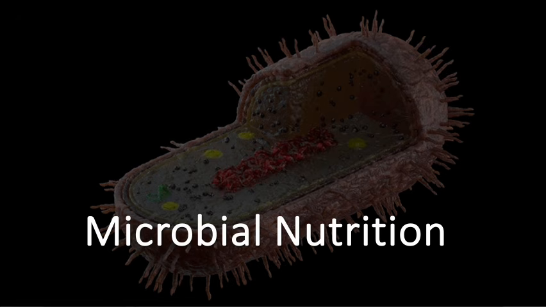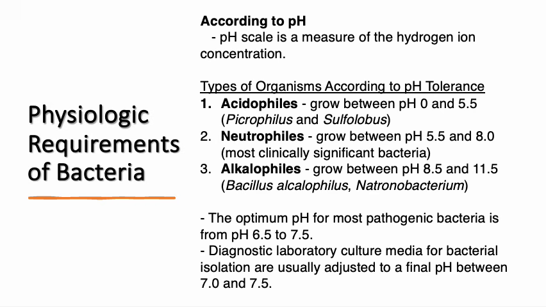Now, elements such as oxygen, carbon, hydrogen, nitrogen, as well as sulfur are some of the needed substances in energy production and biosynthesis. Moreover, temperature, pH, and moisture are also necessary to facilitate their growth and survival. What are the important environmental factors or physiologic requirements of bacteria which influence their growth rate? First is pH. Another is temperature, and another is the gaseous composition of the atmosphere.